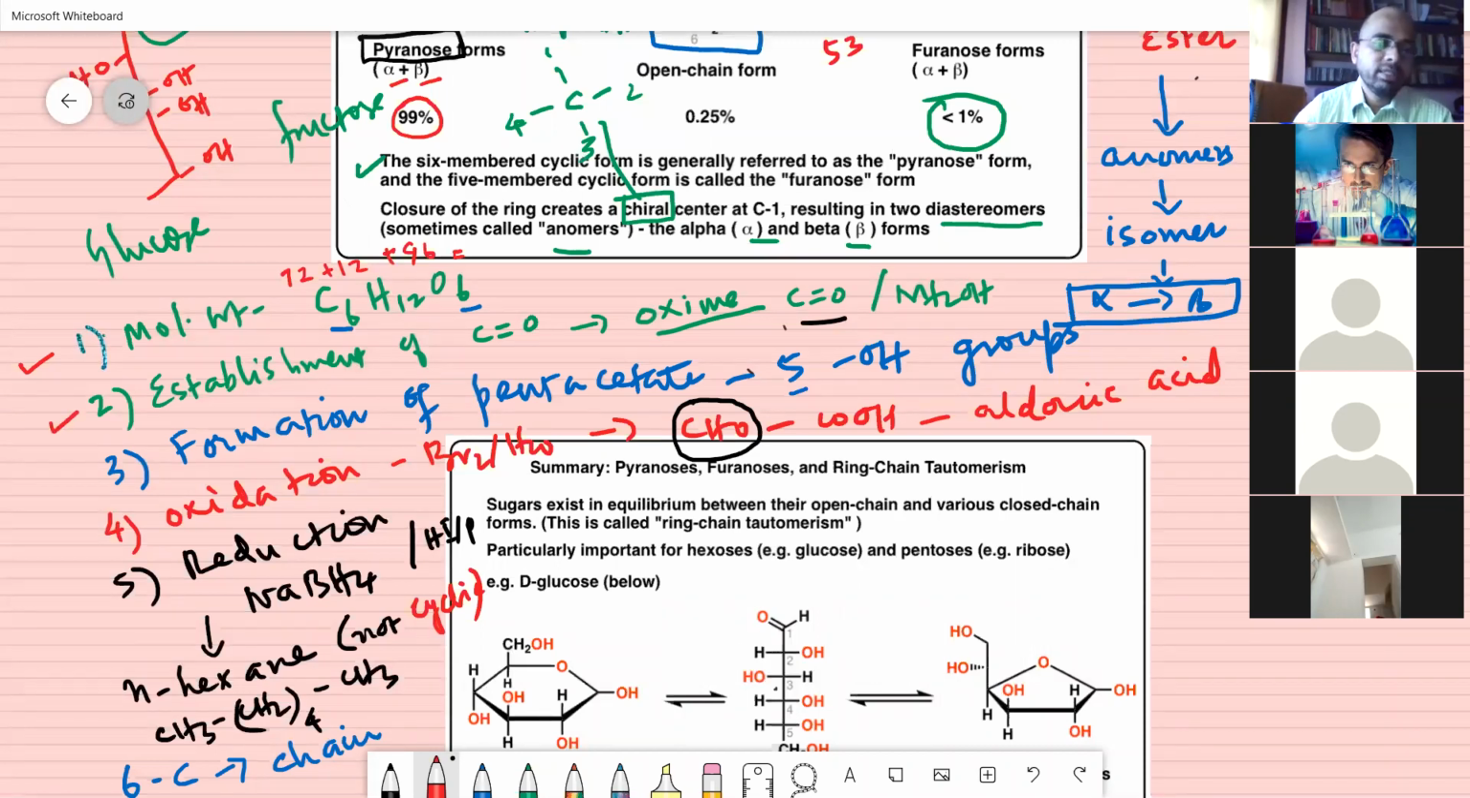Then you have to establish that it has a C double bond O group. For that, you do the oxime reaction. Also, we saw one test called phenylhydrazine, where you get osazone formation. Oxime or osazone formation is a proof that glucose has an open chain structure with a C double bond O keto group.